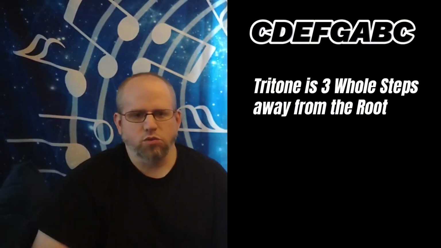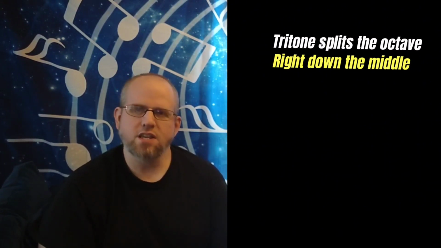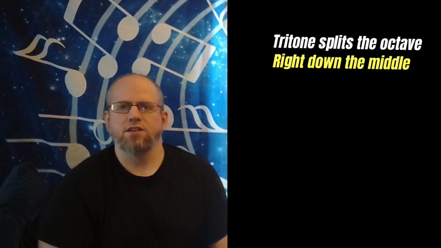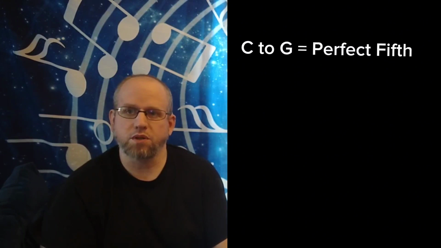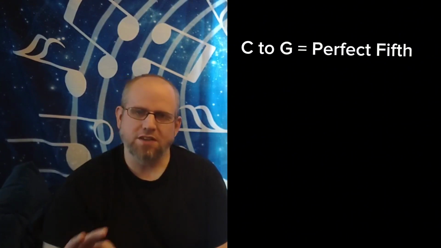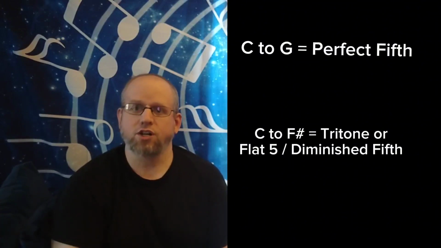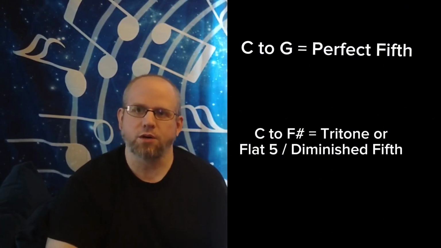Now, what makes the tritone so interesting is that it essentially splits the octave right down the middle. If you play a C to a G, that is the interval of a perfect fifth. And it's perfect because it sounds really good. If you take that G and just drop it by a half step, going down you get to the F sharp, which I stated is the tritone. So C to F sharp is the tritone.